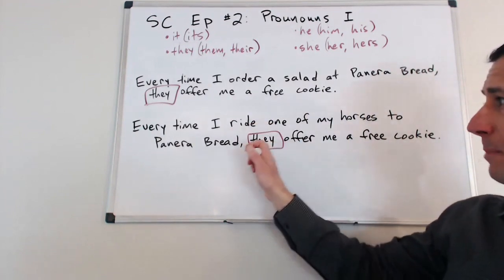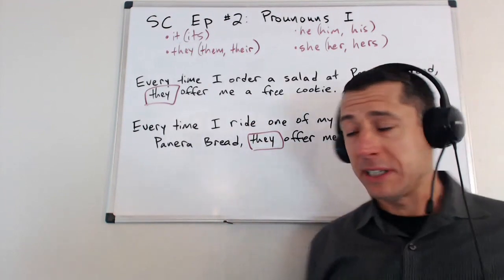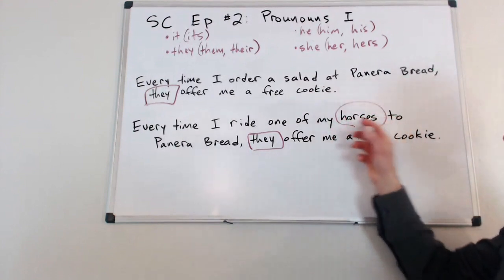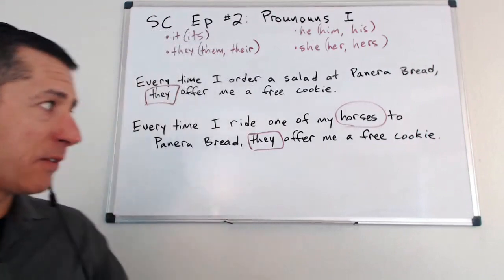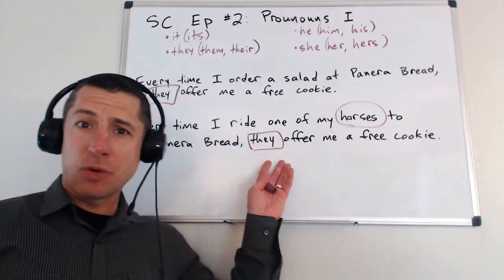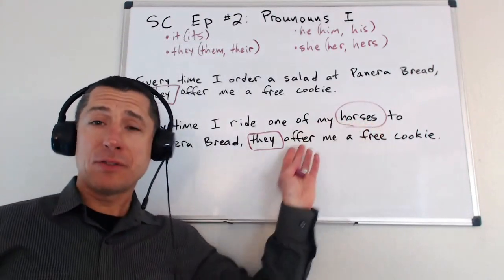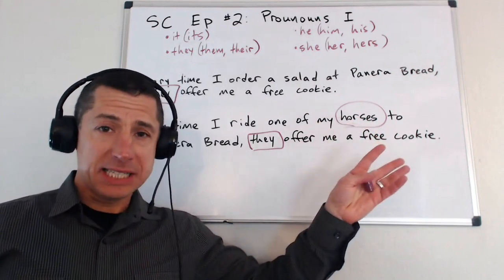What about the second one? Again, that they should jump out at you and you should think, okay, where are my plural nouns? I've only got one, horses. Are the horses offering me a free cookie? Those would be very nice horses, but I've never had that happen to me. Also wrong. So sure, there's a plural that they could refer back to, but it's absolute nonsense.